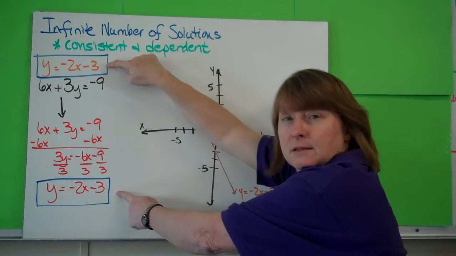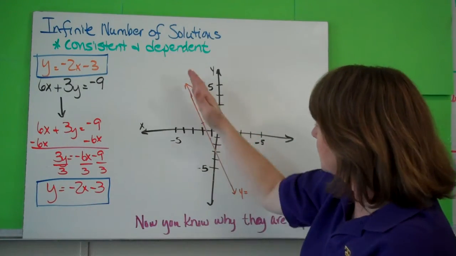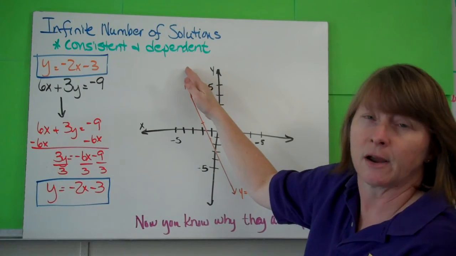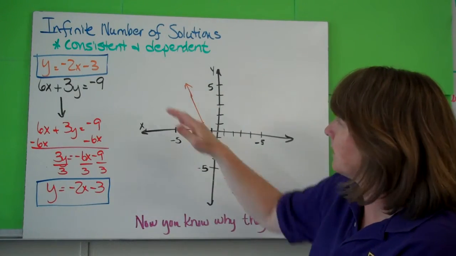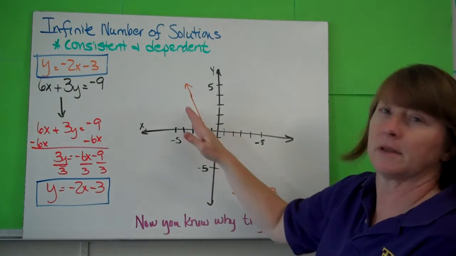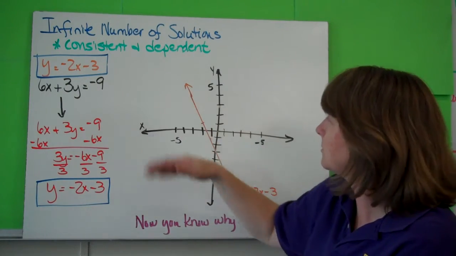These are the exact same equations. They're going to lie on top of each other. So they're going to share every single solution, and there's an infinite number of solutions that they share. Now you know why they're dependent. They have to lie on top of each other.